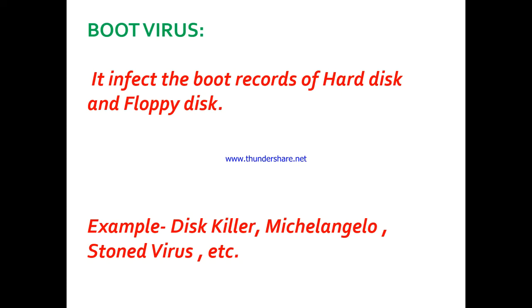Okay, and these are more dangerous than the program virus. Now understand why these are more dangerous than your program virus: once it gets affected, your whole hard disk will get crashed, your hard disk will get infected. So these are more dangerous than your program viruses. Okay, so some of the examples of boot viruses are Disk Killer, Michelangelo, Stoned viruses, Devil 941, Egg. These are some of the examples of your boot viruses.